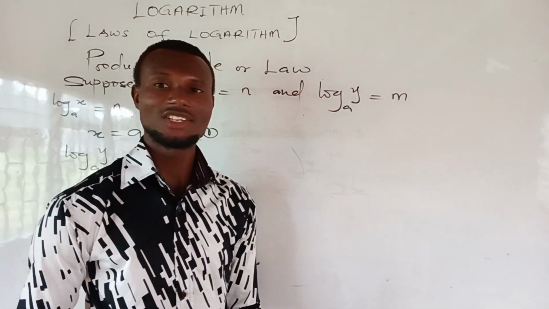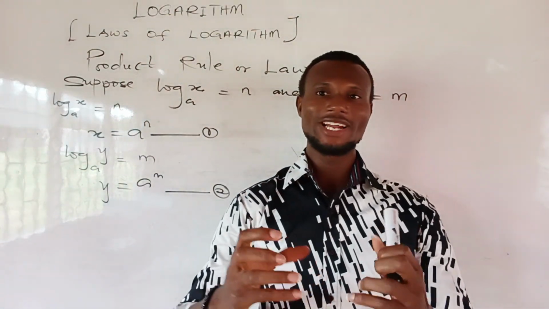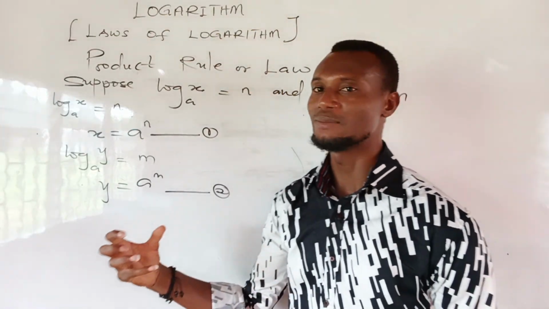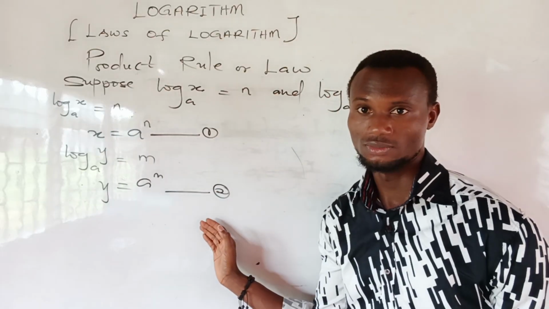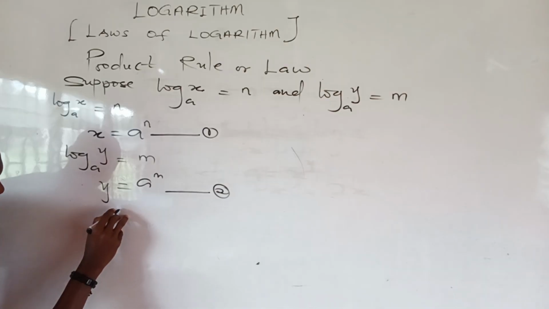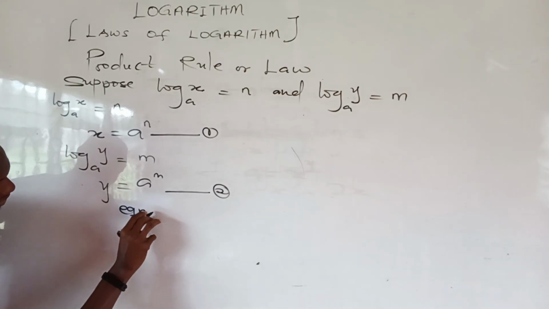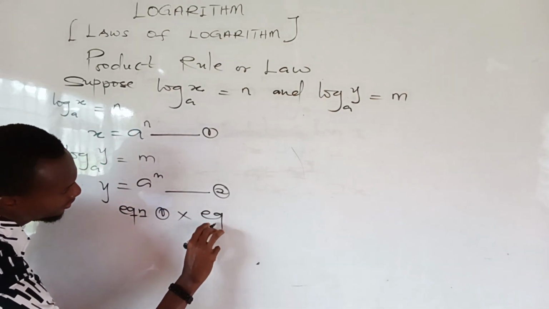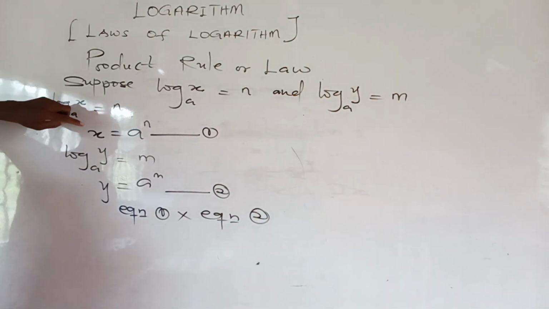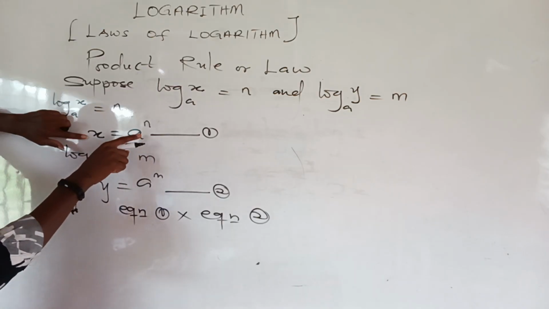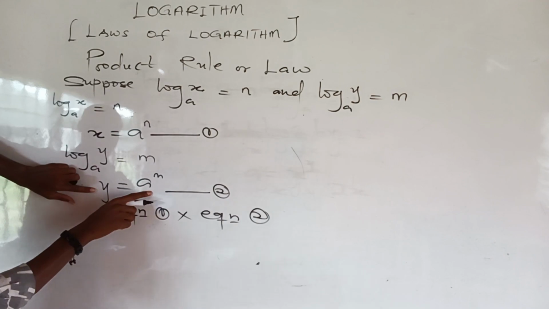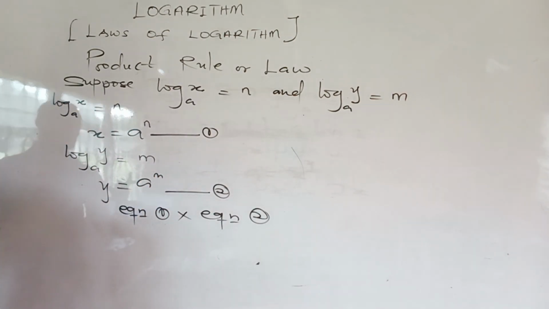Now, because we are looking at the product rule, and product means multiplication, we are going to multiply equation 1 and 2. Are you okay with it? So let's do that. Equation 1 times equation 2. If I pick equation 1, I have s equals a to the power n. And if I pick equation 2, I have y equals a to the power m. So we want to multiply them.